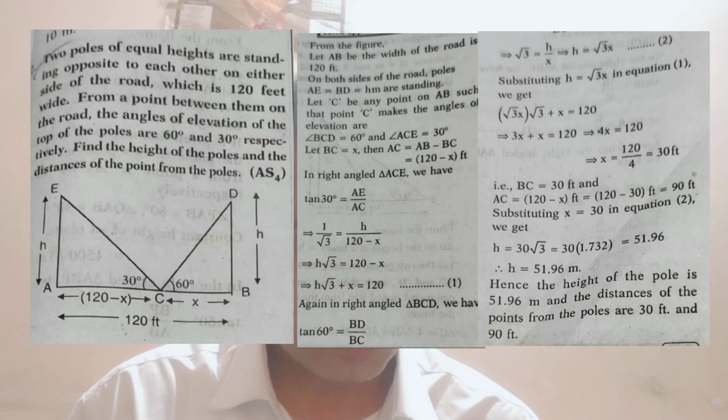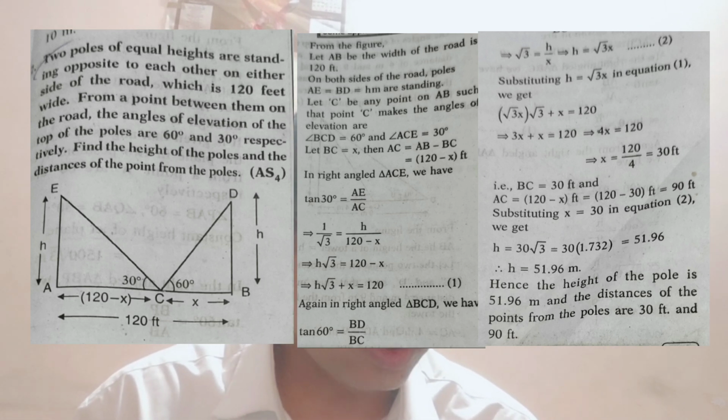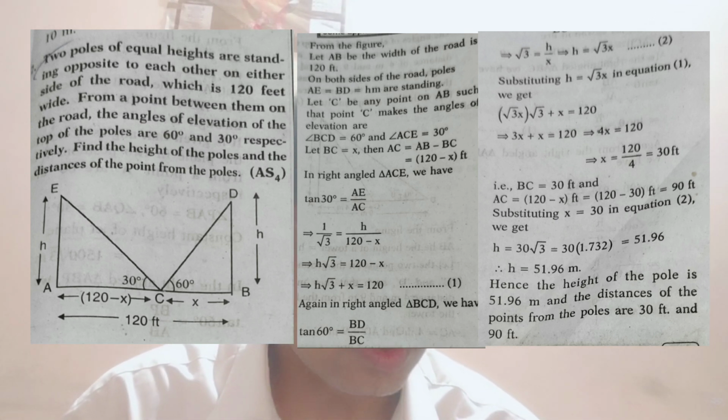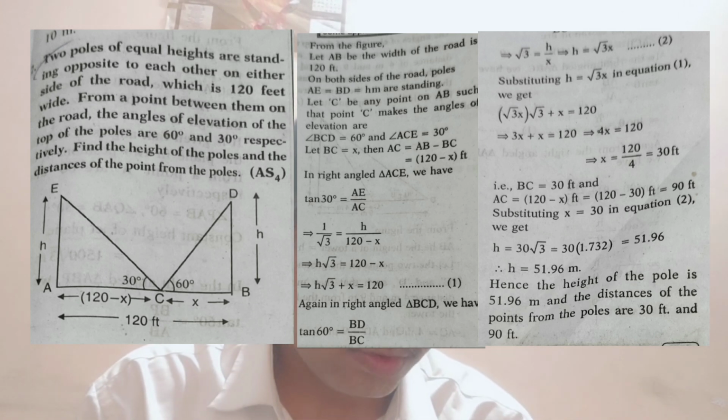Now here, one more important sum. Two poles of equal heights are standing opposite to each other on either side of the road, which is 120 feet wide. From a point between them on the road, the angles of elevation of the top of the poles are 60 degrees and 30 degrees respectively. Find the height of the poles and the distance of the point from the poles. This is very important and also an easy sum, you can do it.